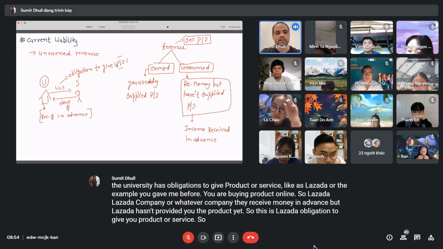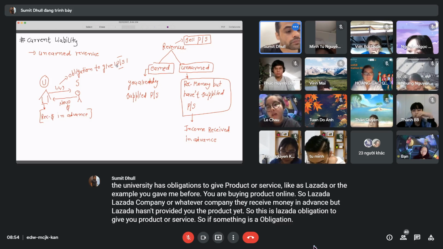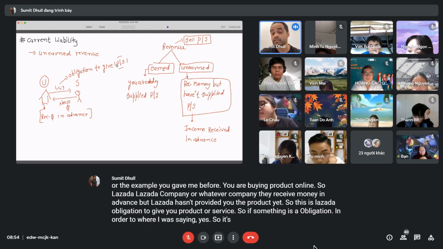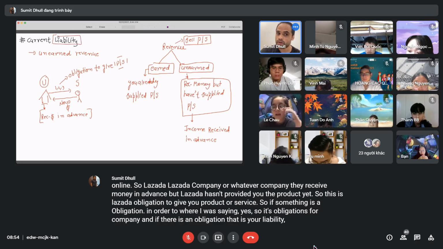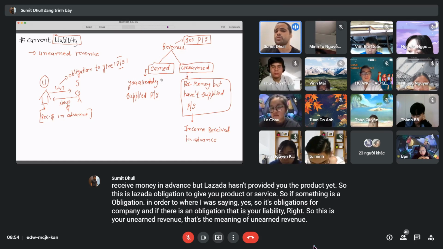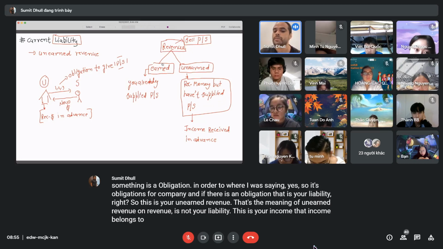So if something is an obligation for the company, and if there is an obligation, that is your liability, right? So this is your unearned revenue. That's the meaning of unearned revenue. Earned revenue is not your liability. This is your income. That income belongs to your income statement that you will study later.